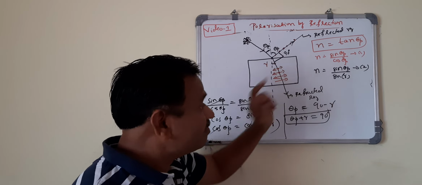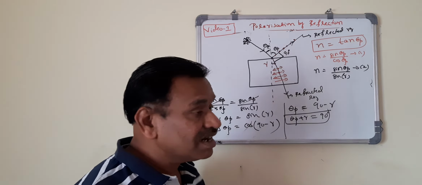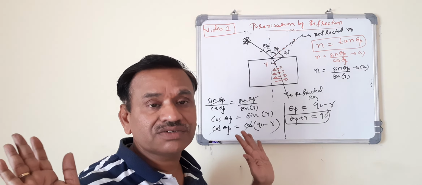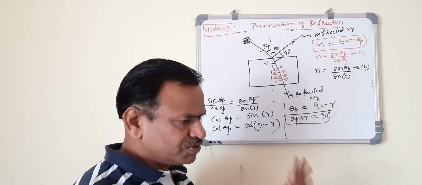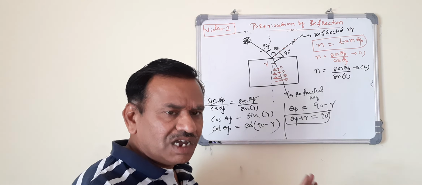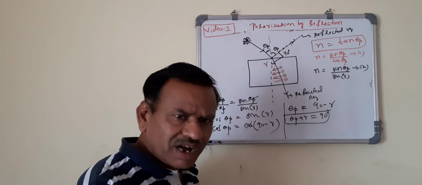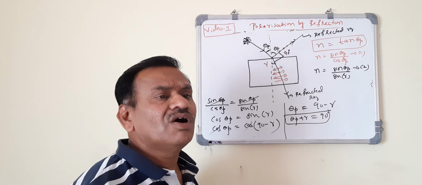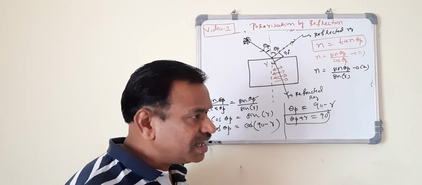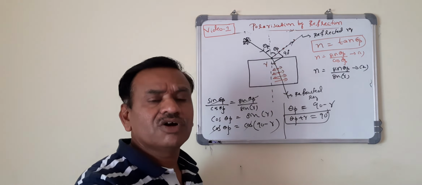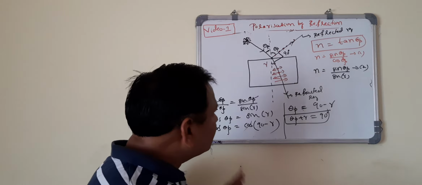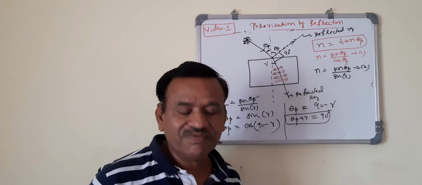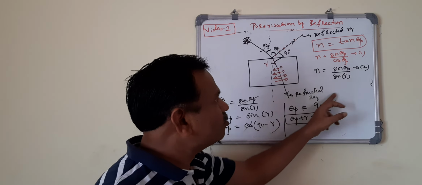Remember, students, n is the refractive index. This n value depends upon the polarizing angle. It varies from material to material and from color to color. It is not the same for all colors. Suppose one glass is there. Whether you are using red light, green light or blue light, don't think that theta p is the same for all the colors. It varies with respect to color and also with respect to the medium. This is polarization by reflection.